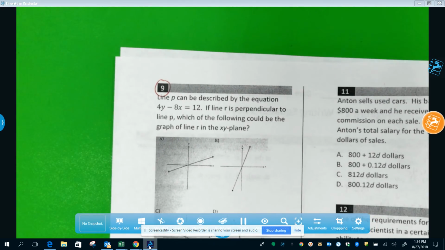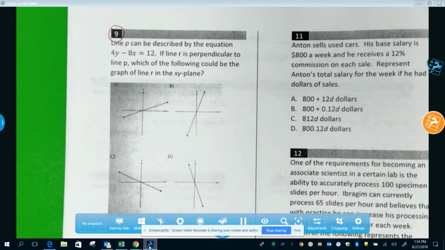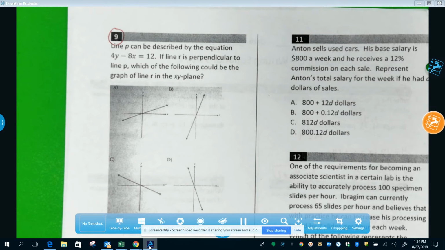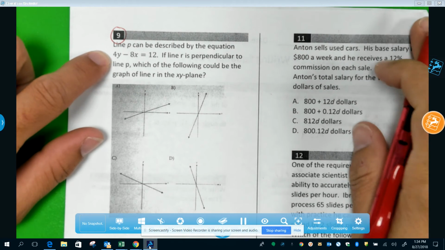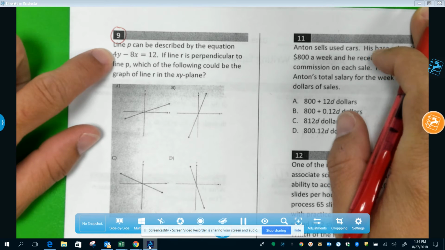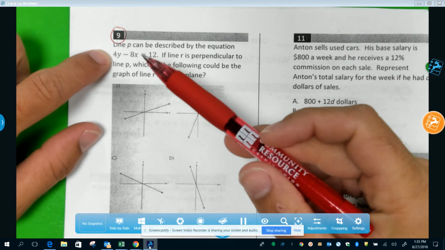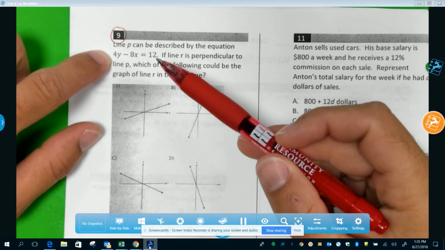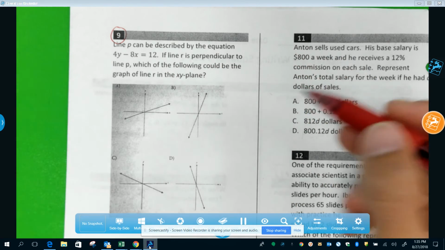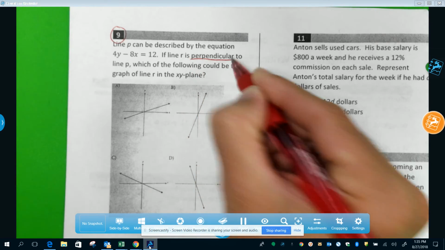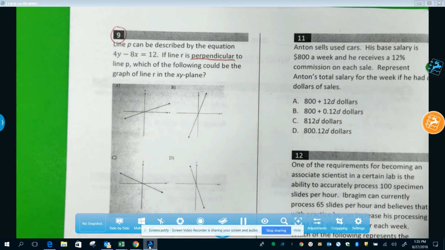Flip it over to the back to number 9. All right, so this says line P can be described by this equation. Now this equation is not in y equals form. We're going to have to figure that out first. We're going to have to solve this for y, put it in slope-intercept form so we will know what our slope is. Line R will then need to be perpendicular to that. Which of those could possibly be perpendicular?